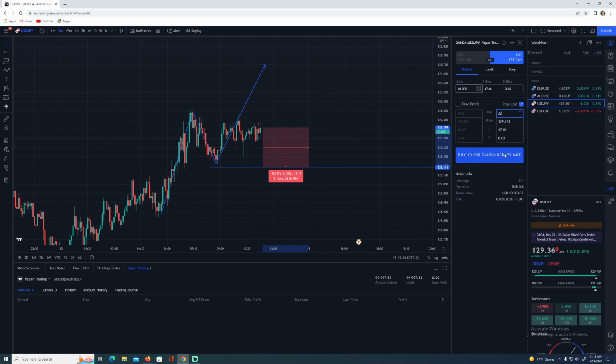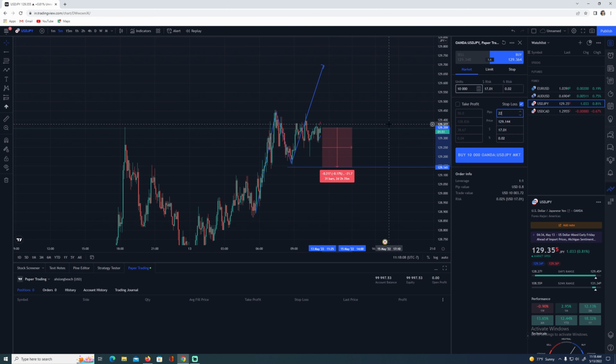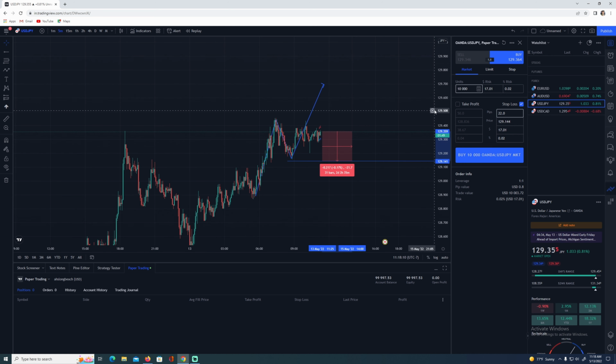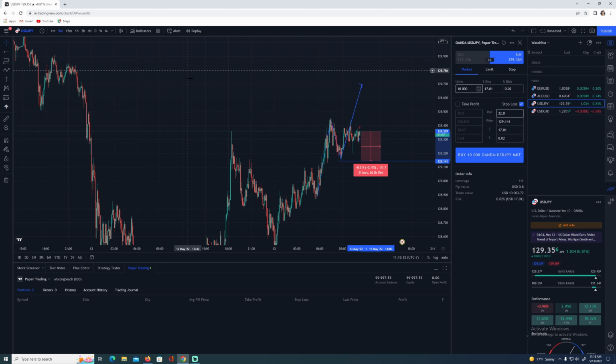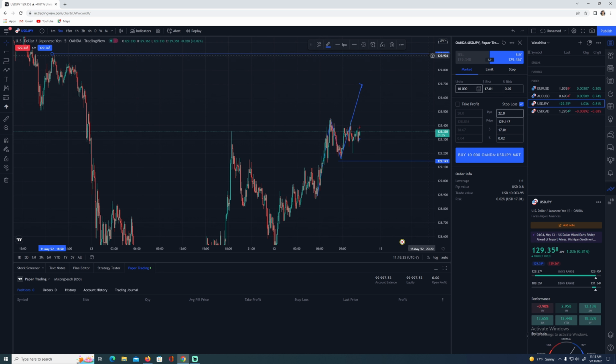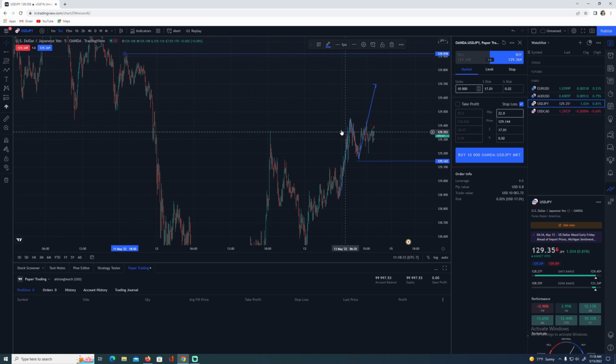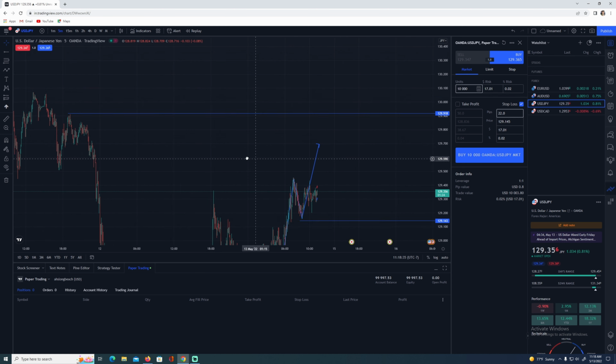Now, we think the price needs to come up, and we're going to take out this high over here. Price is going to go above that. Okay, so we want our take profit to be here. And you can either do the same and find out the pips, right? Or, usually what I do is I just do that.